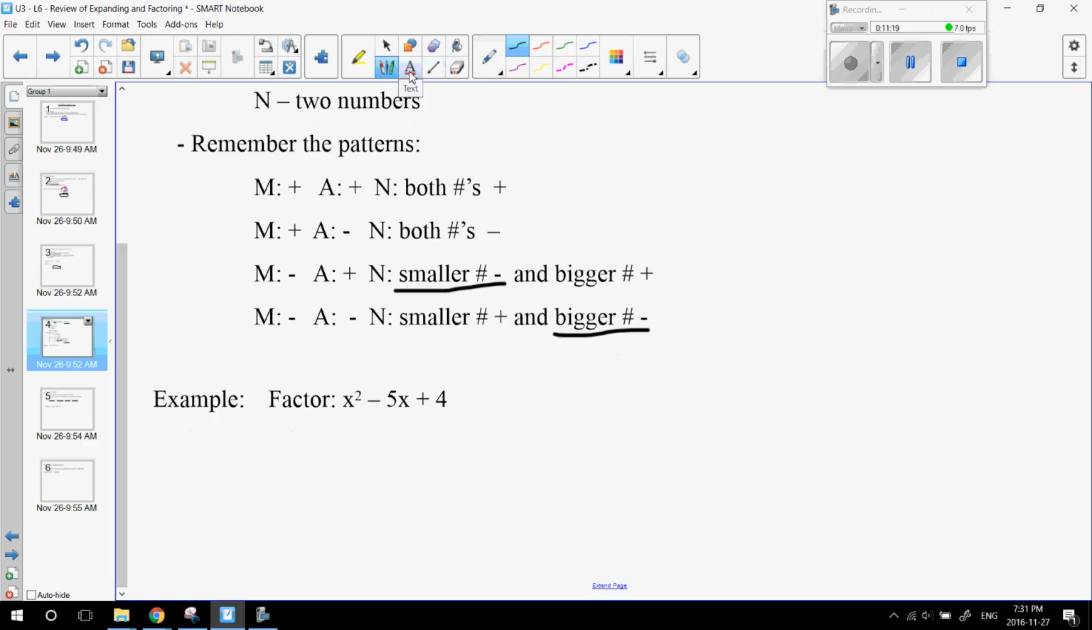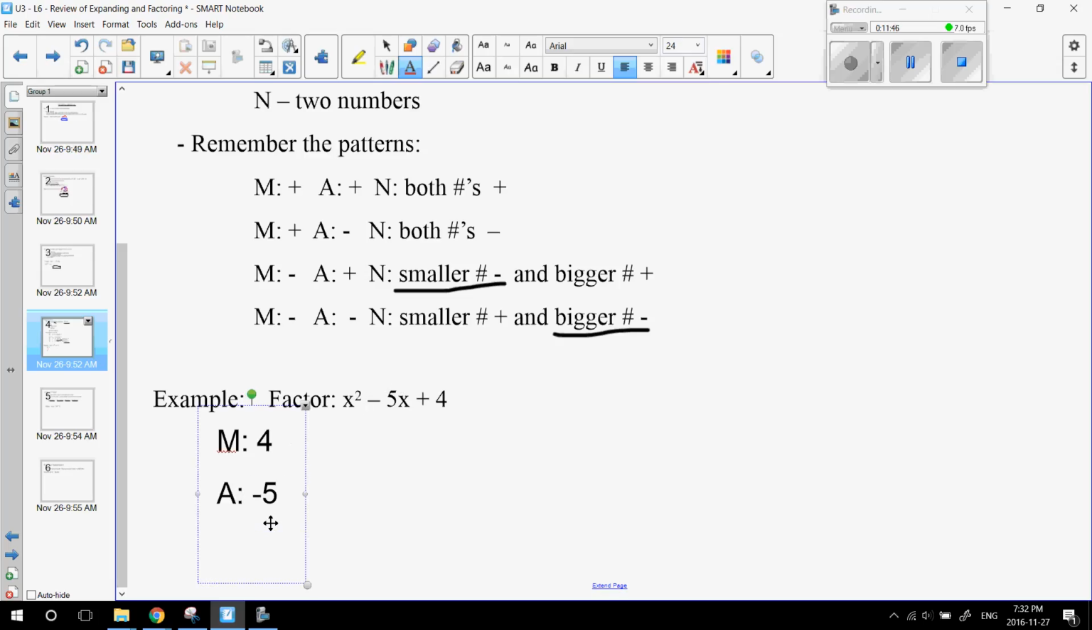So let's take a look at our example here. We have three separate pieces: our x squared, a negative 5x, and the plus 4. So we know we have to do our trinomial factoring. Let's pull out our key pieces. Our M value is the one at the end without an x, so that's the 4. We have to multiply to 4. Our add value comes from the middle, so we have to add to a negative 5. And now we need to come up with our two numbers.